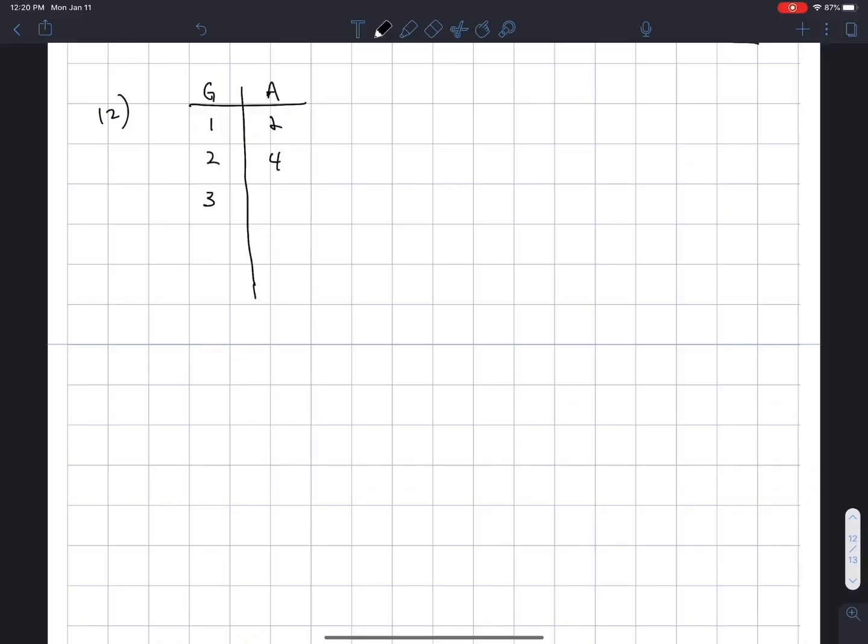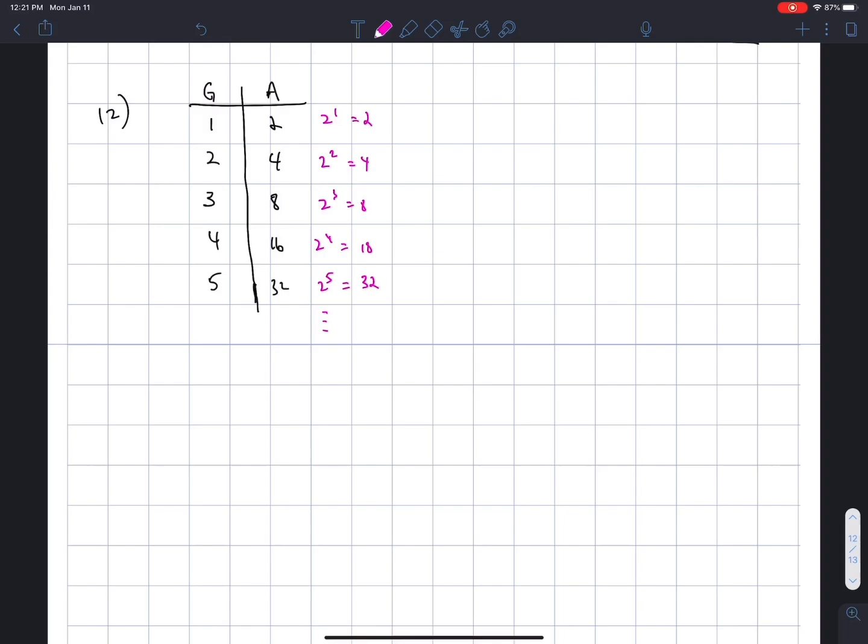3 generations ago, each one of your grandparents also has 2 parents. So you just multiply that by 2. Multiply by 2 again. By 2. So we are starting to see a pattern. This is just 2 to the power of 1 equals 2. 2 to the power of 2 equals 4. 2 to the power of 3 equals 8. 2 to the power of 4 equals 16. And 2 to the power of 5 equals 32.